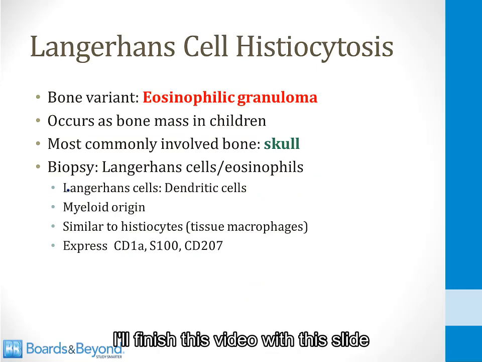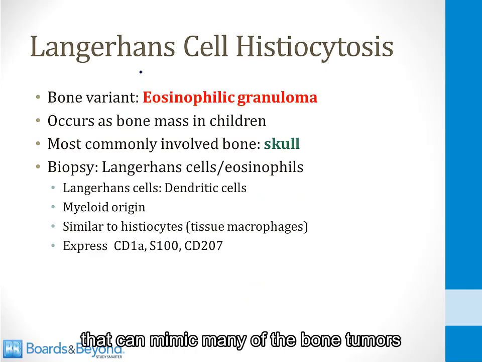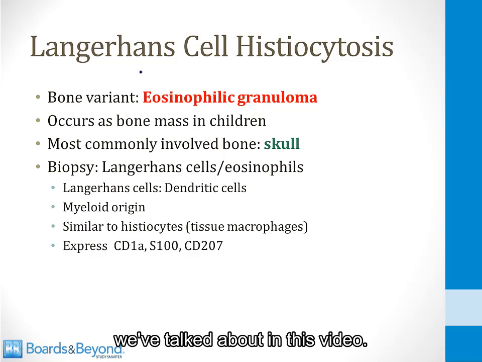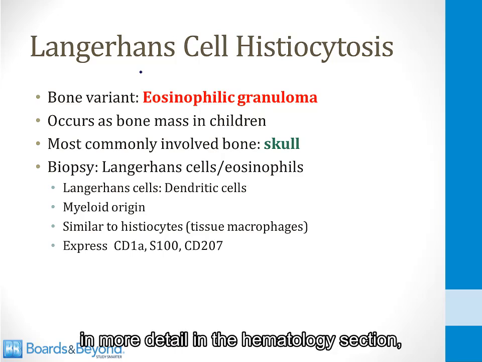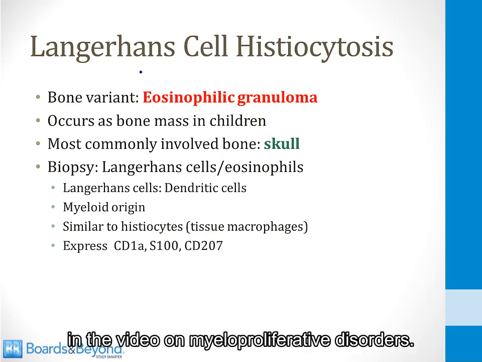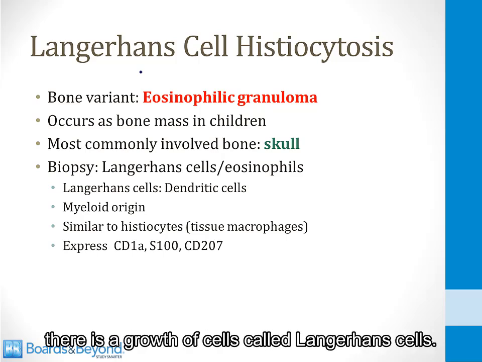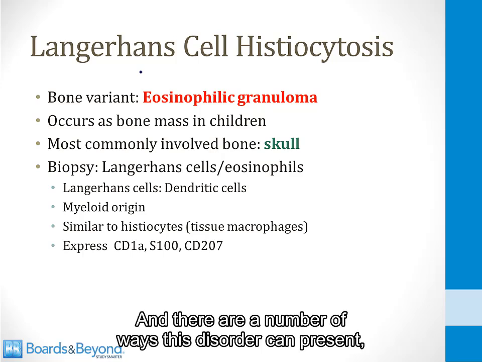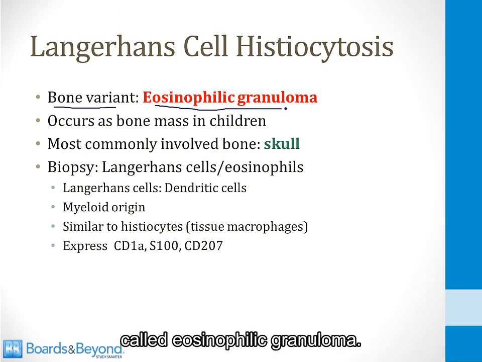I'll finish this video with this slide on a rare disorder called Langerhans cell histiocytosis that can mimic many of the bone tumors we've talked about in this video. I talk about Langerhans cell histiocytosis in more detail in the hematology section in the video on myeloproliferative disorders, but in Langerhans cell histiocytosis, there is a growth of cells called Langerhans cells, and there are a number of ways this disorder can present, but one of them is a bone variant called eosinophilic granuloma.